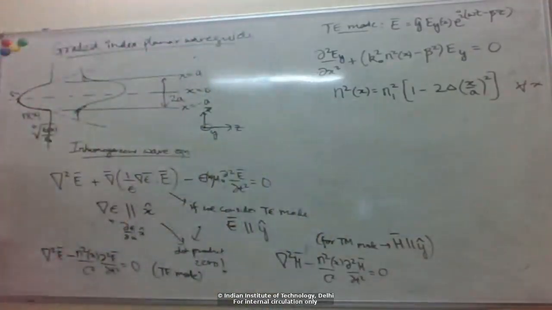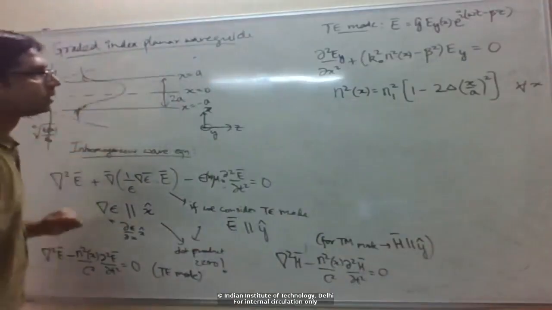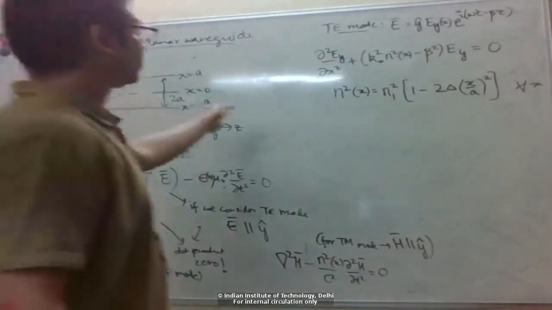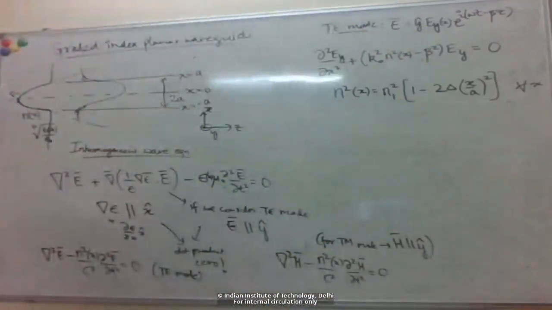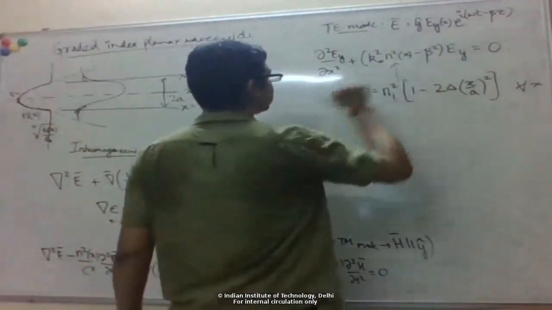But if you want to consider modes which have a significant fraction in the cladding, so higher order modes, then you have to solve separately and apply boundary conditions. But let's just look at the solution for an infinitely extended parabolic medium like this, which is sort of easier to solve. So we can just plug this profile into here.